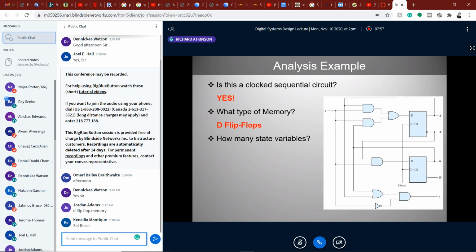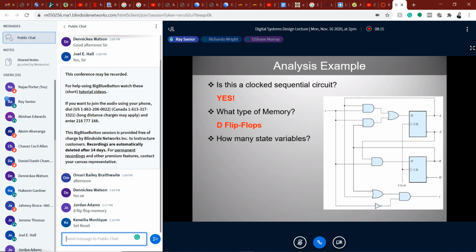Could be 2. All right, name them, please. 1 or 0? No, those are the values. I'm saying variables based on the circuit. A and B.